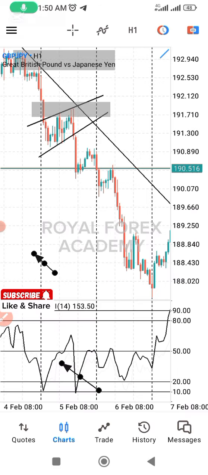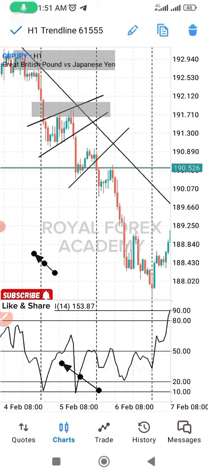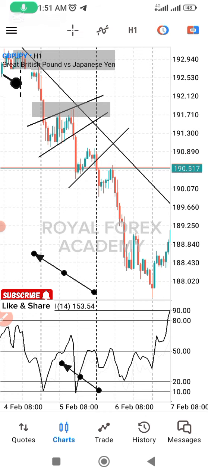Here again, you see that pullback? Immediately price begins to pull back. All you need to do is for you to mark and then look at. We have this bearish engulfing candlestick pattern. So you would have made your entry here, and then price move all the way to the downside.